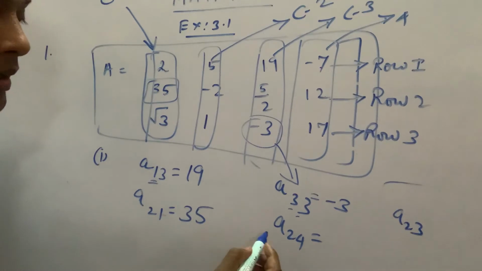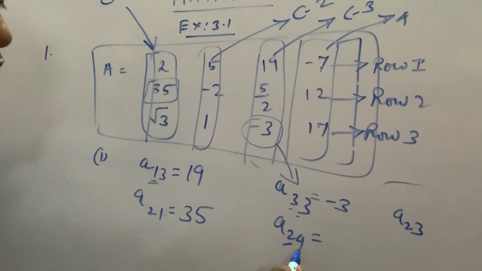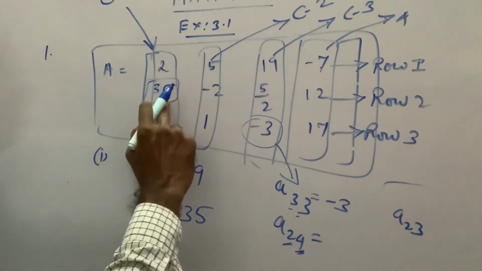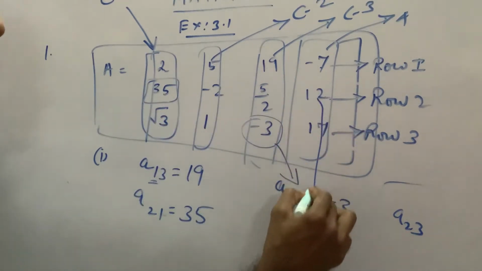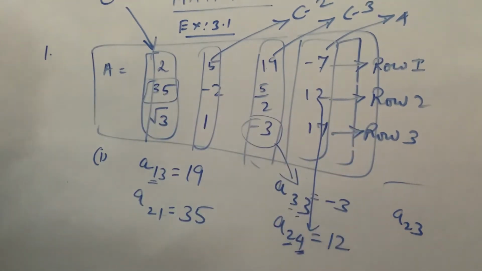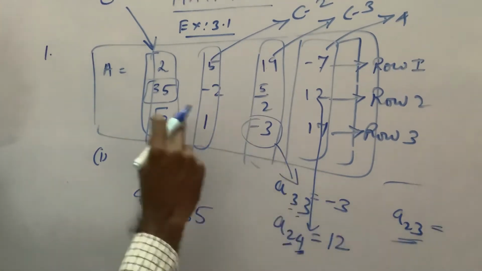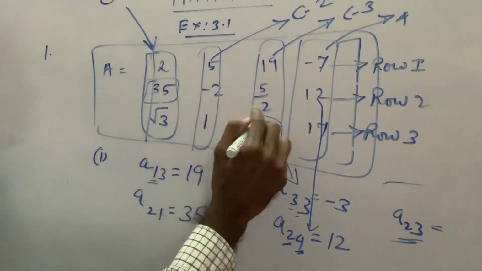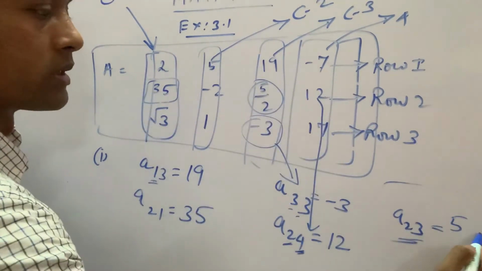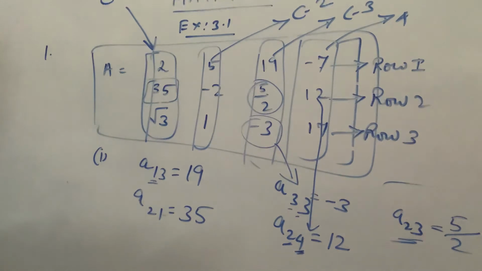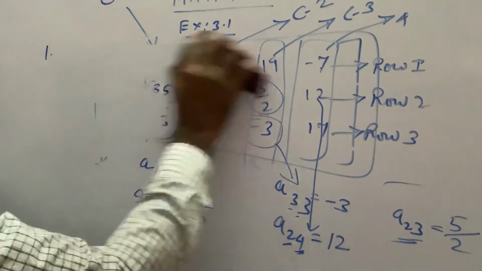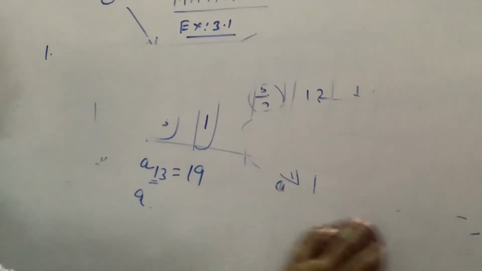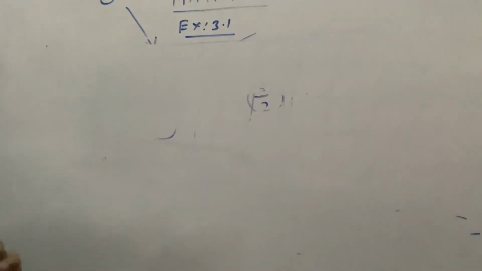Everyone? Okay, what about A24? Row number 2, column number 4. Row number 2, column number 4 is this. So this is equal to 12. What about A23? Row number 2, column number 3. Row number 2, column number 3 is 5 by 2. Okay, so this is 5 by 2. Clear? Okay. Now let's go to the next problem.